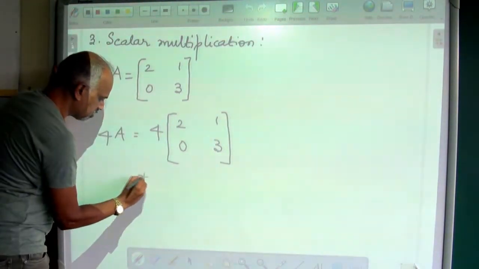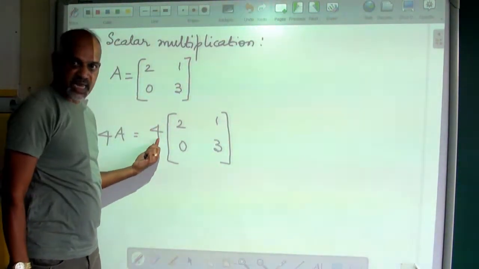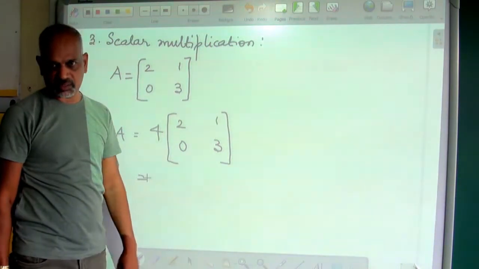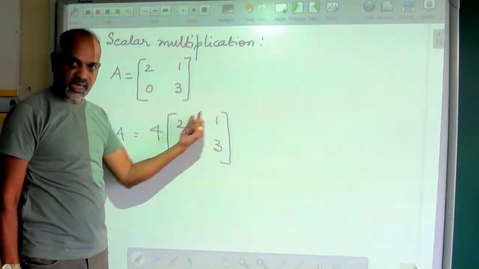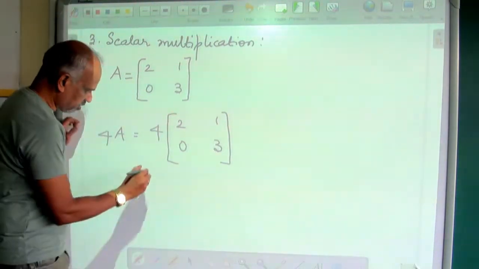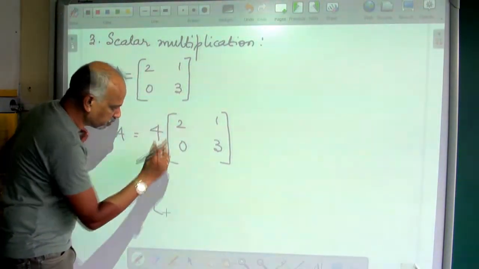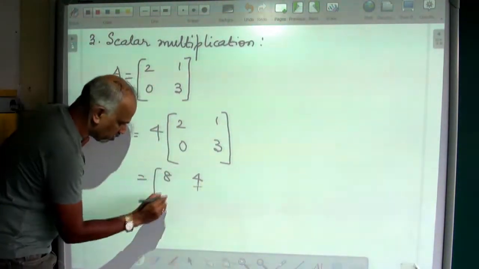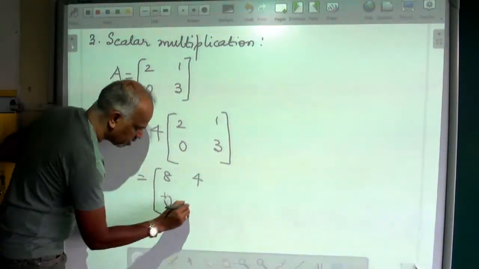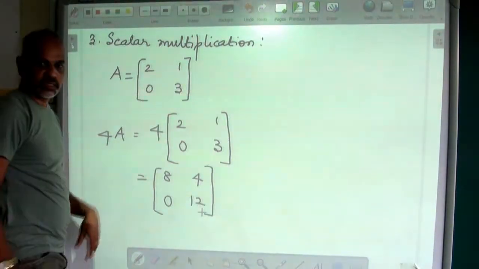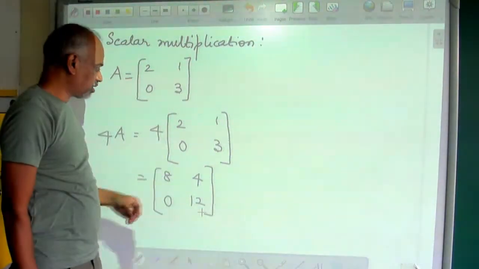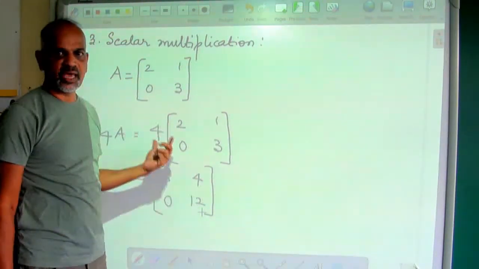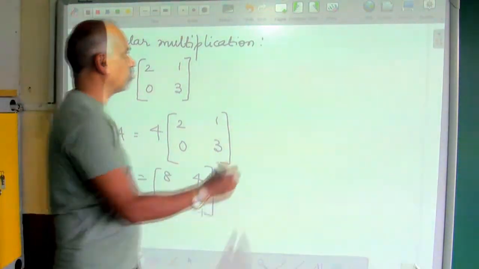So all that you are going to get is multiply the scalar quantity, a number, with each element that is there inside the matrix. Multiply the 4 with each element. So this is what you are going to get. 4 into 2, which will give you 8. 4 into 1, that's 4. 4 into 0, it gives you 0. 4 into 3, that will give you 12. This is scalar multiplication. Multiplication of any number with the matrix. Just multiply that number with all the elements which are there inside the matrix. That's scalar multiplication.